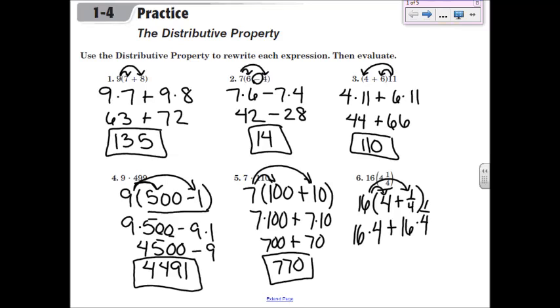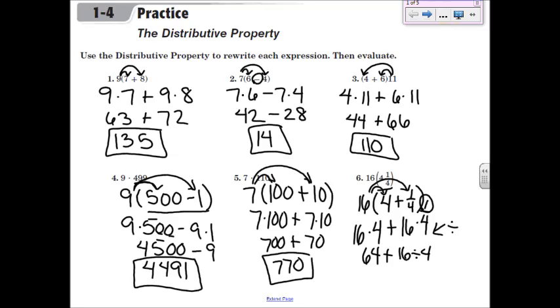16 times 4, well, 16 and 16 is 32. So 2 16s is 32, which means 4 16s is 64. And then 16 times a fourth. Well, whenever you see a fraction with a numerator of 1 that is being multiplied by a number, what that really means is that you are dividing by the number on the bottom, the denominator. So 16 times a fourth is the same thing as 16 divided by 4. And I can replace them because they're equivalent expressions.